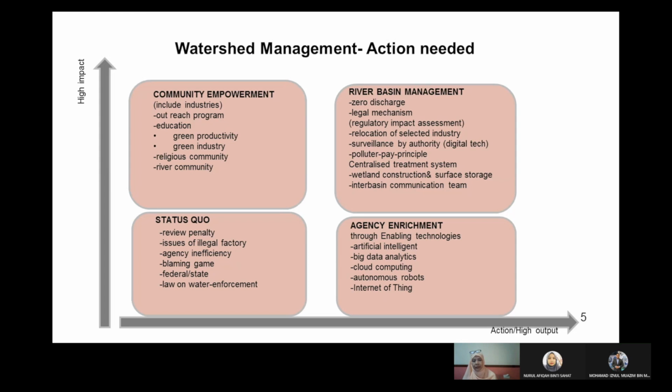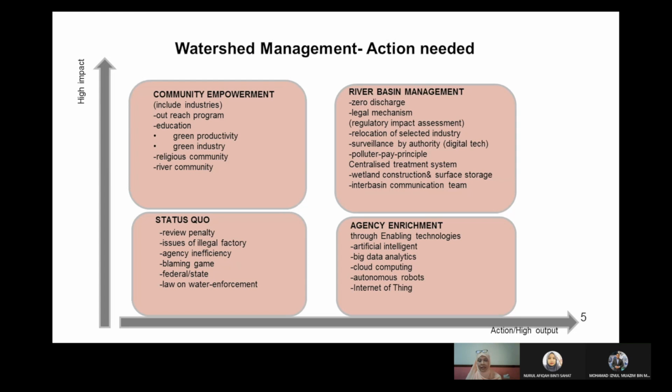Now, if we move on to river basin management, this is the one that gives high impact when actions are done. Now, I just want to share with you the example on zero discharge, okay? When we talk about zero discharge in a river basin or watershed, do we have the power to do it? Currently we are not able to impose zero discharge because we do not know whether our actions are backed up by our legal procedures or not. So that is why we also have to look at our legal mechanism.